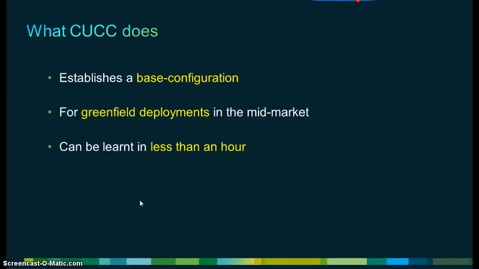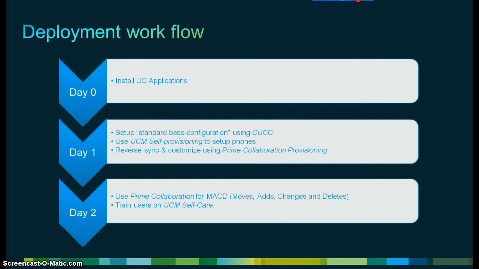Let's go ahead and recap on this. So CCC establishes a base configuration. Once CCC has done its job, it can no longer be used. You should go to the native interfaces or Prime to customize the box. Now, it's only for greenfield deployments and it can be easily learned. The workflow is like this. You get the BE6000, you install the software, use CCC to put a base configuration in, go to native interfaces to customize it, then reverse sync that back into Prime Collaboration and hand it off to an IT guy at the end user to do the MACD work.